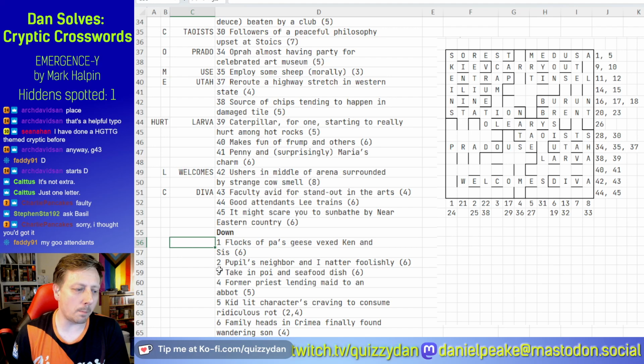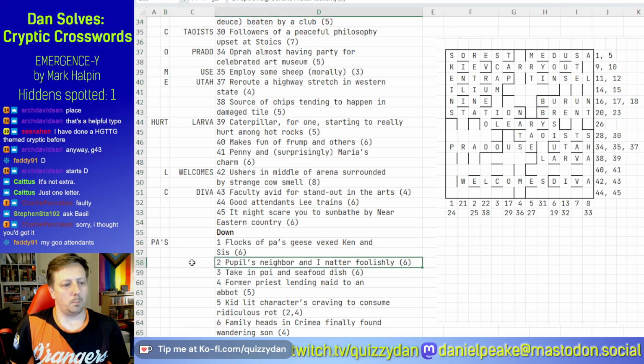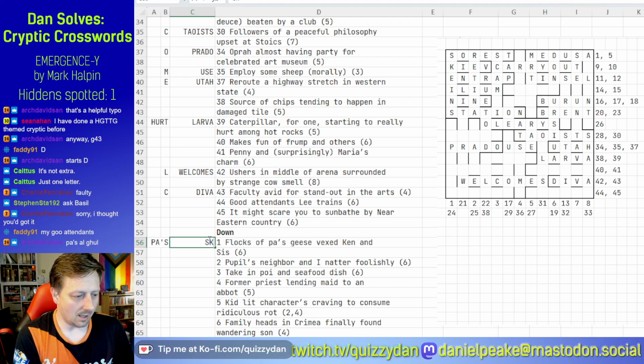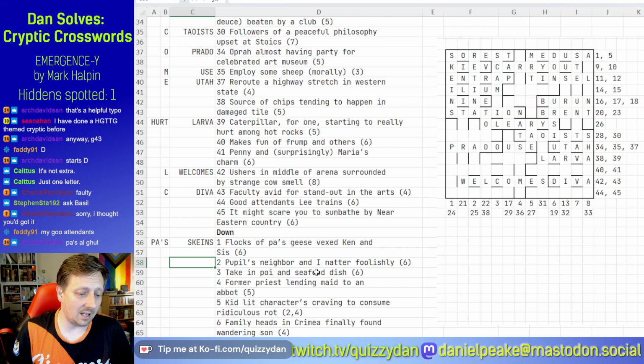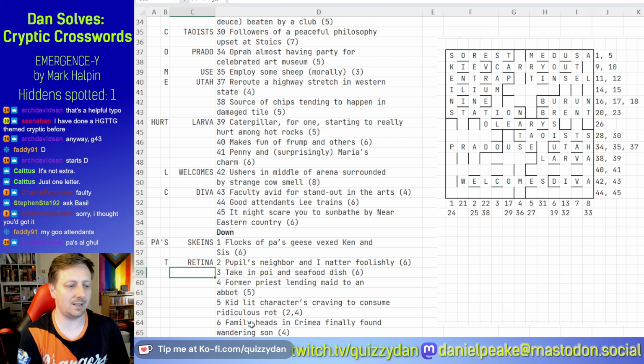Flocks of geese are skeins. Now, why have we got... So pars is just extra here. Flocks of geese is extra. Vexed, Ken and Sis, anagram of Ken and Sis. Pupil's neighbour and I. It's a lot easier when you've got the answers in the grid. Natter foolishly, anagram of I. Natter. The extra letter to turn into retina is T. So pupil's neighbour is a retina.